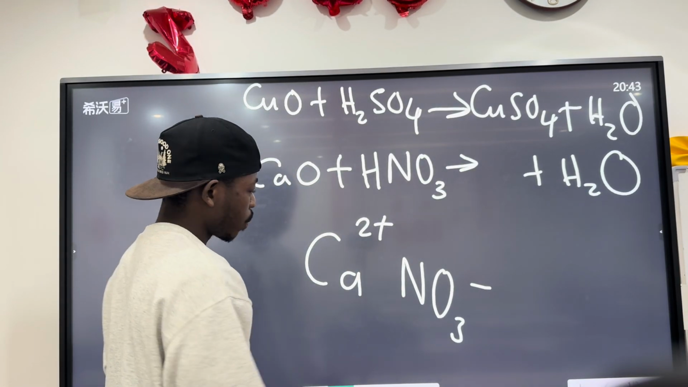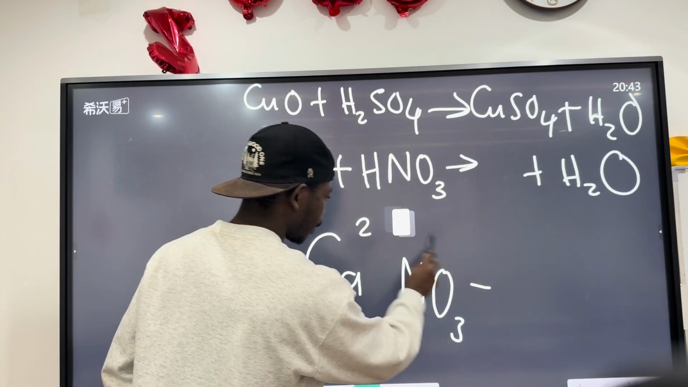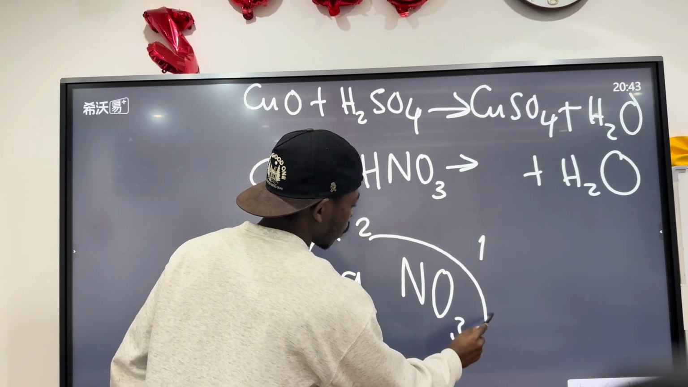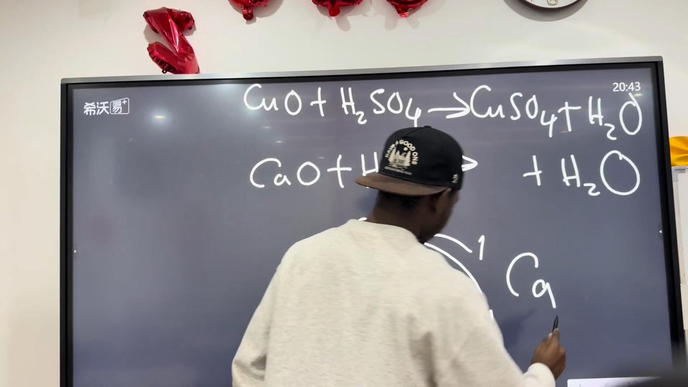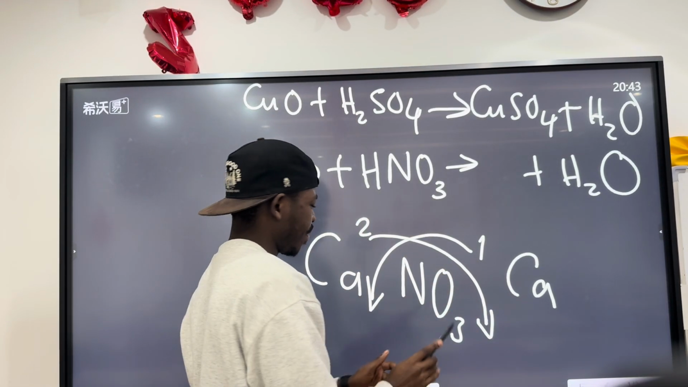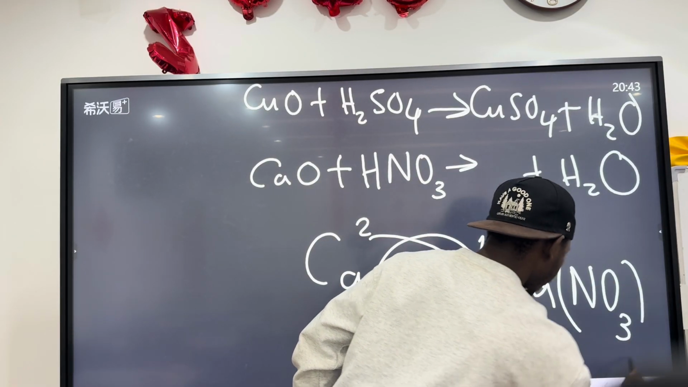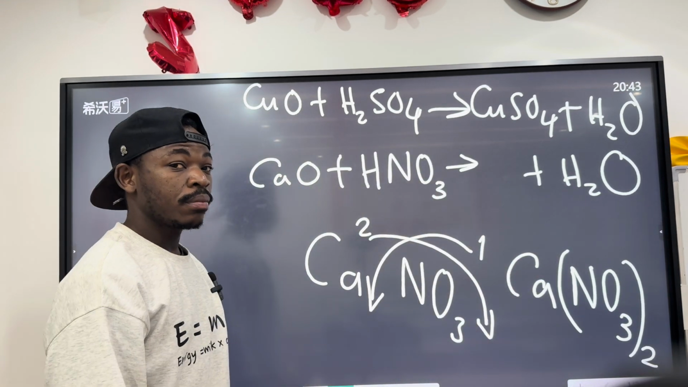Like that. So this is calcium ion. This is nitrate ion. There's a valence of 1 there. So if you swap the species like that, you are going to have calcium. The 2 will go there. 1 will come here, but 1 does not have an effect. So I'm going to have nitrate like that. I put brackets because there's a 2 here. That is how we write calcium nitrate.